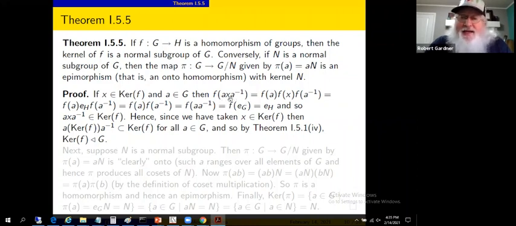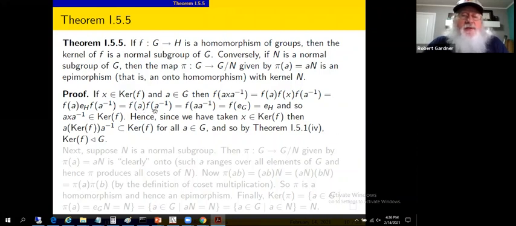Inside A X A inverse, that involves a binary operation in group G. F has taken us over to group H. So the binary operations between these things is the binary operation in group H. F of X is the identity in H because X is in the kernel of F. We pick up an identity, so we can eliminate it from the discussion.